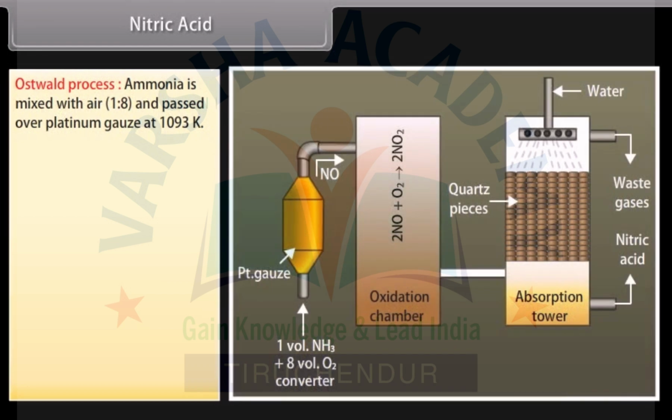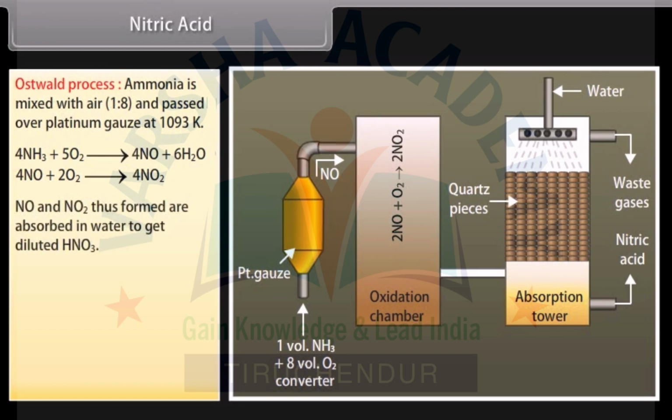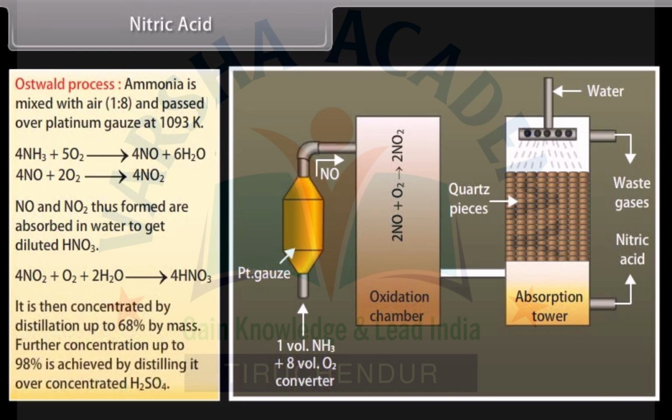Ostwald process. Ammonia is mixed with air in 1:8 and passed over platinum gauze at 1093 Kelvin. NO and NO2 thus formed are absorbed in water to get dilute HNO3. It is then concentrated by distillation up to 68% by mass. Further concentration up to 98% is achieved by distilling it over concentrated H2SO4.